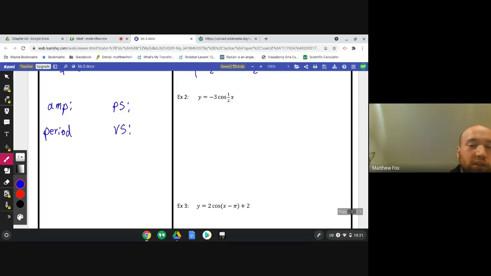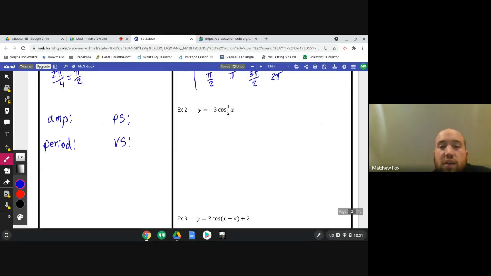Now on this one, the amplitude, we've got to be careful. Some of you might be tempted to say -3. It is actually just 3. That's our amplitude. The negative causes it to flip. So the amplitude is just 3. The negative will cause it to flip.